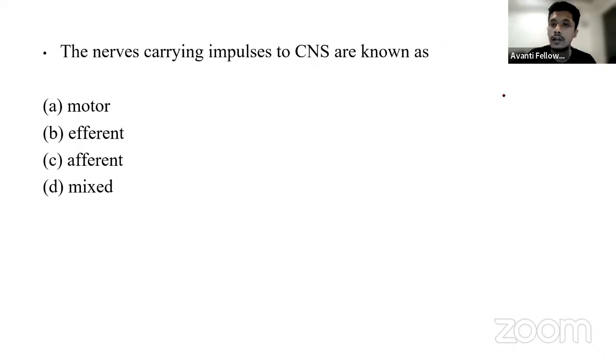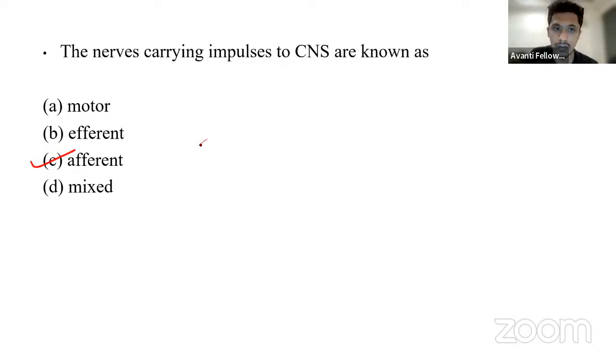You have answered option C, that is afferent neurons, and it is absolutely right. Hold on one second. Where is my marker? Yeah, here it is. Afferent neurons. So what are these afferent neurons?